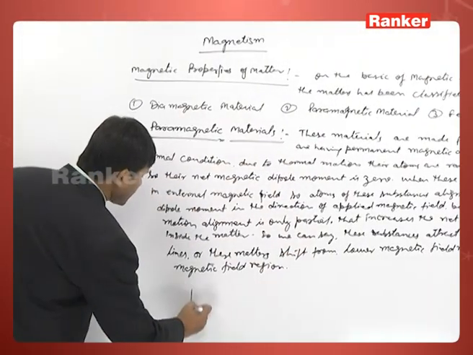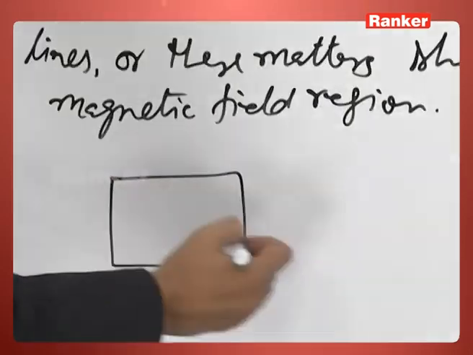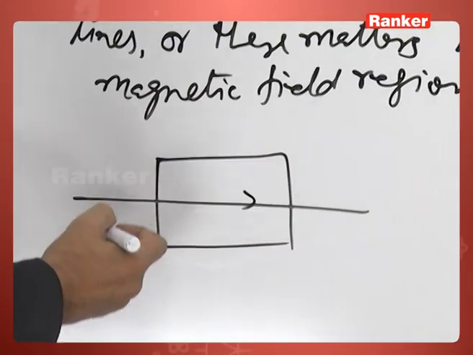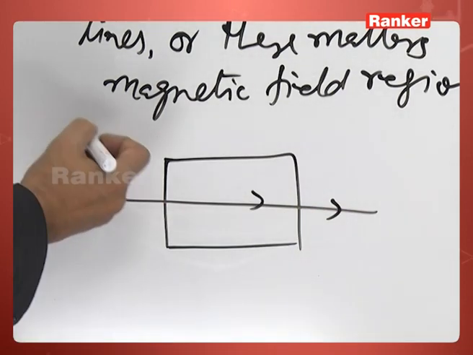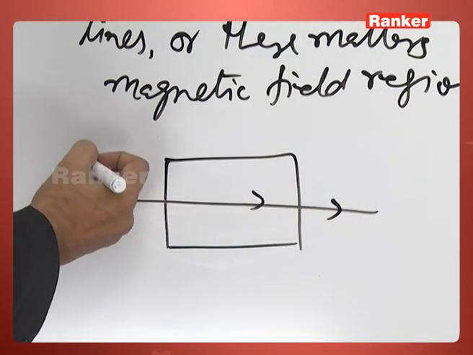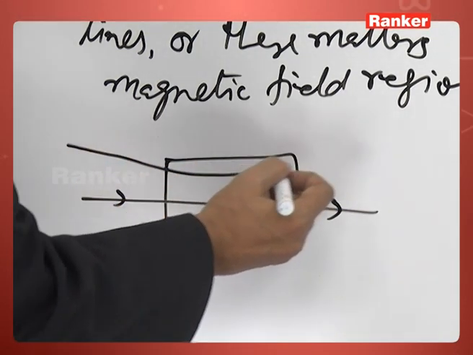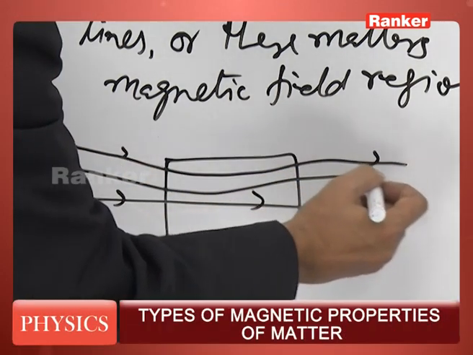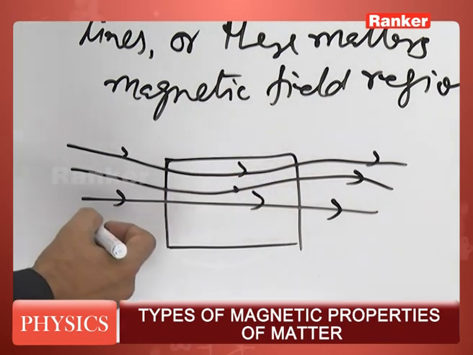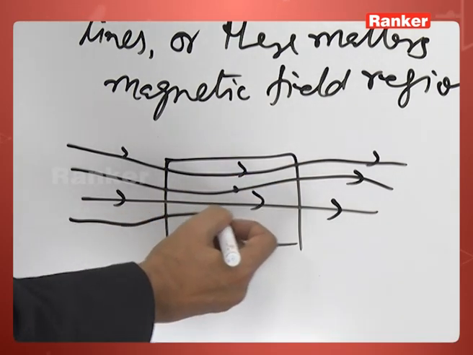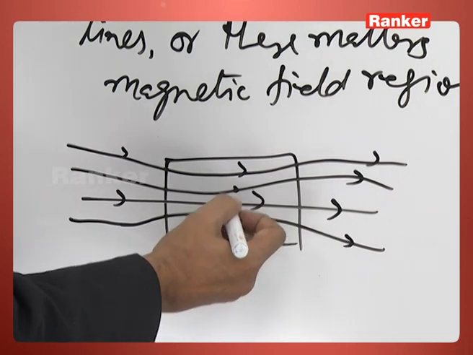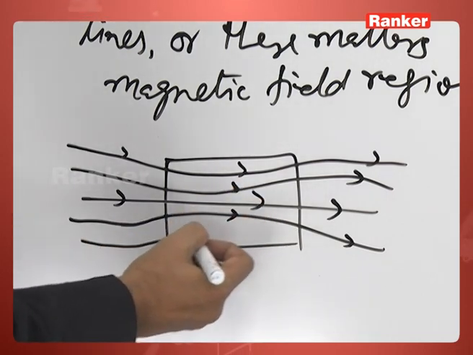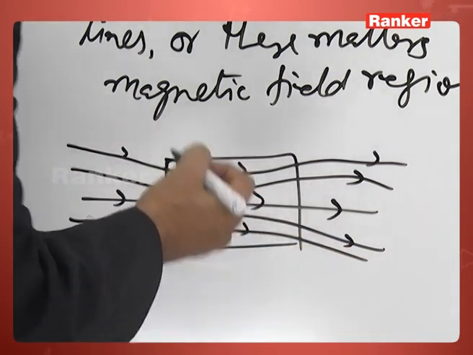So we can make a lines of force diagram like this. This is the magnetic field lines. Now, the field lines which are going like this can be attracted like this, attracted by this matter. So the lines of force can be like this.